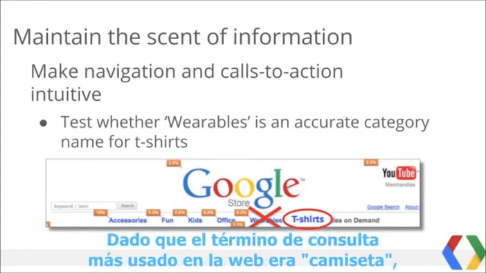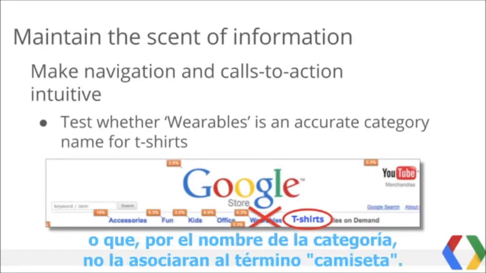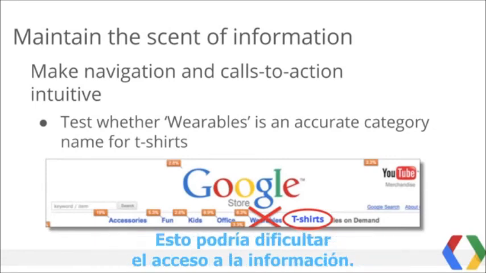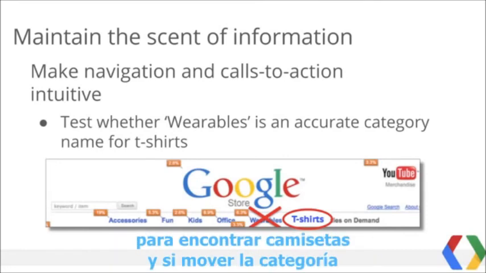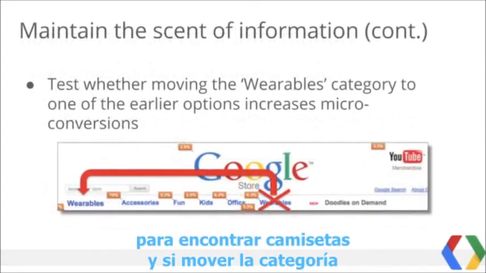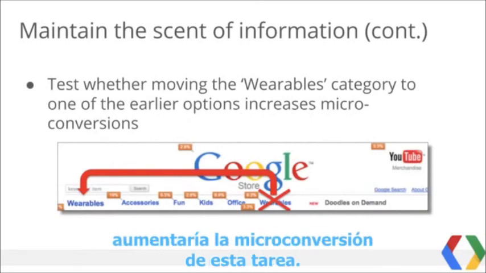Since the top query term in on-site search was shirt, that may mean that users either didn't notice or didn't associate the category wearables with t-shirts. That could signal a loss of information scent. We could test whether wearables is a helpful category name for t-shirts, and whether moving the category to one of the earlier options in the list increases microconversions for this task.